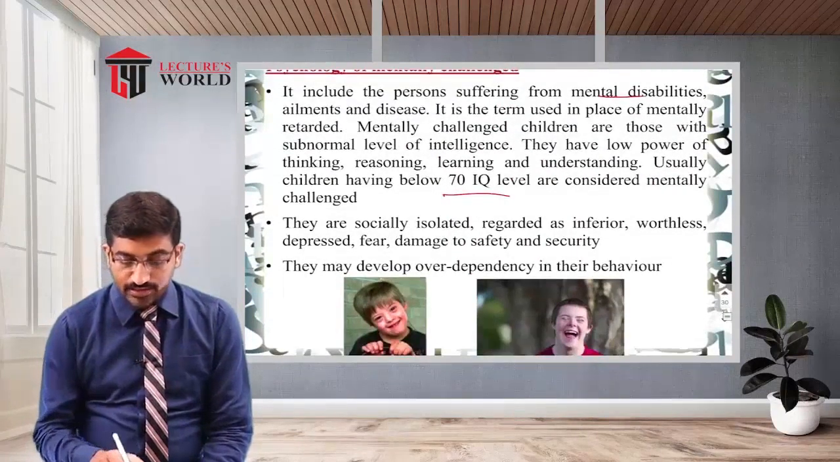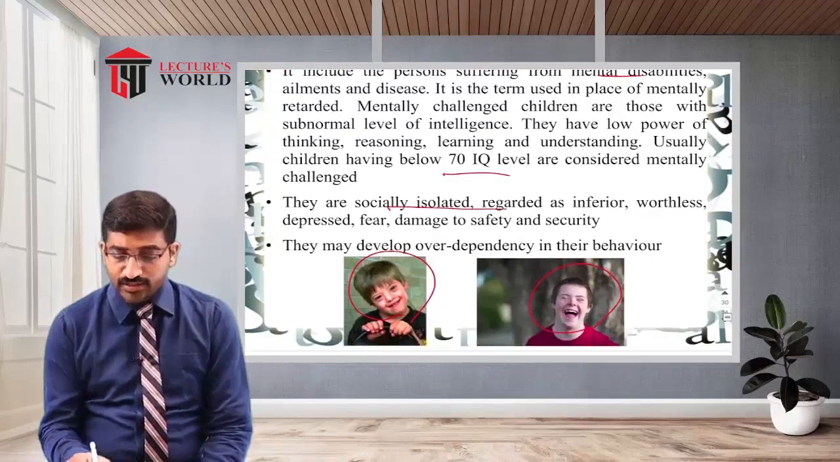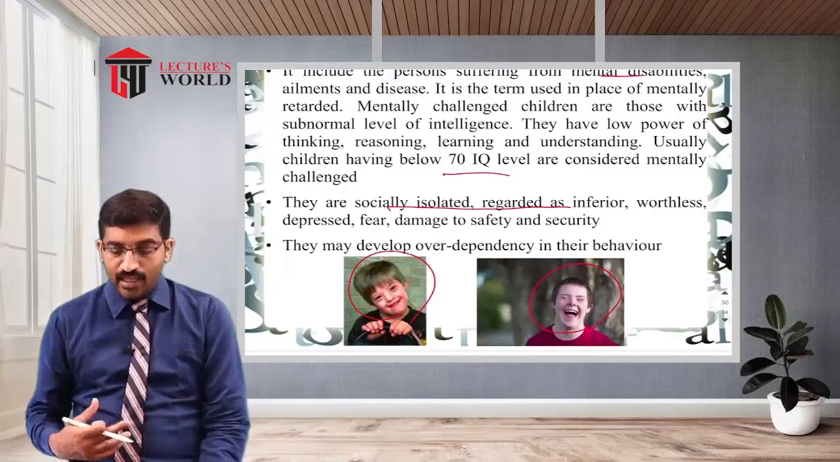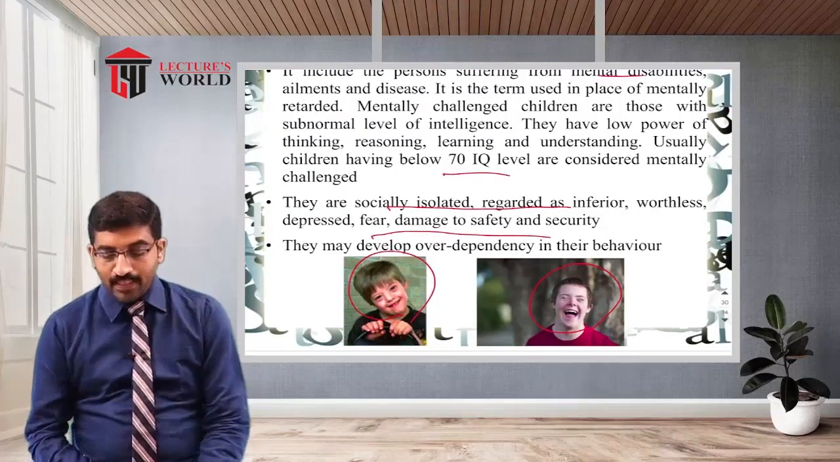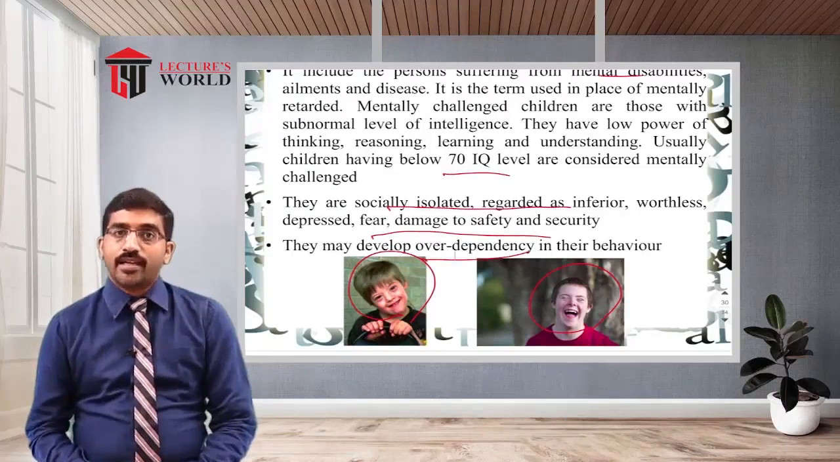Their look also is itself like this. So we should accept them, because they feel that they are socially isolated. They do not have any thinking because they are mentally down. They cannot think even, but still they are depressed or their safety is damaged. They have over dependence, because even to do their normal activity, the parents have to support them.